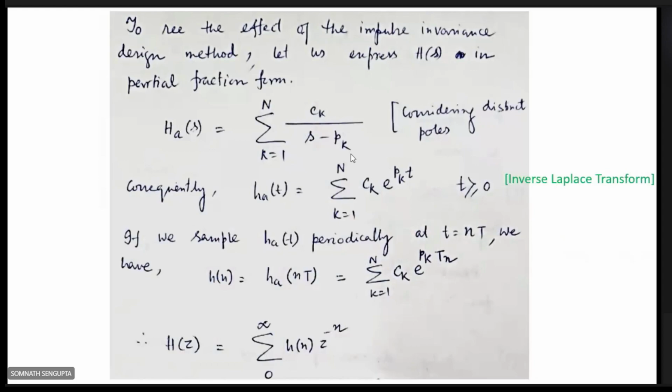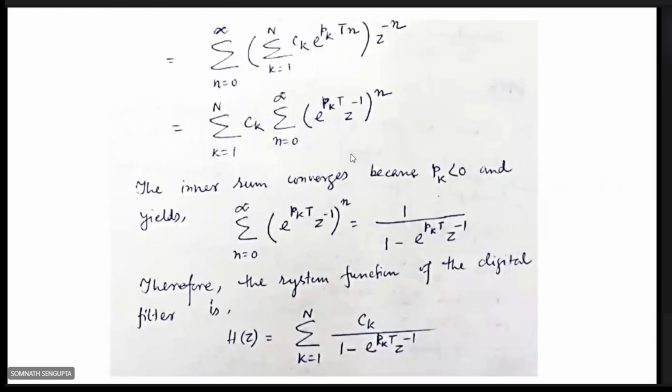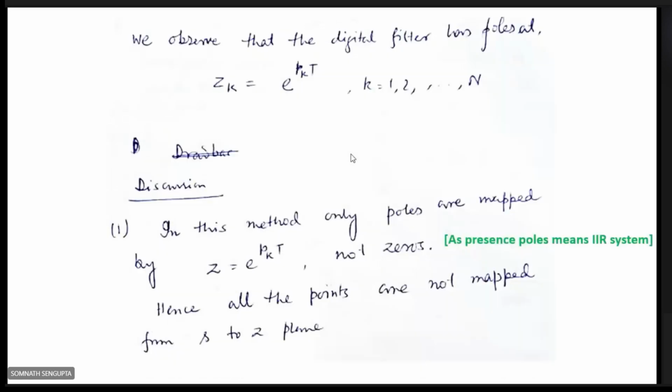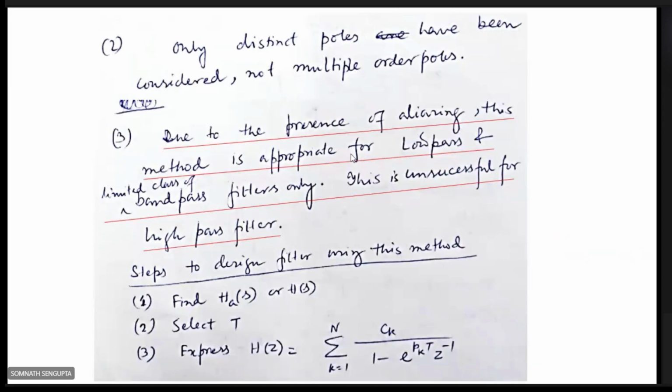since this impulse invariance method deals with only the poles, it is best understood by the use of poles. We cannot map the zeros from the s plane to the z plane using the impulse invariance method. It is also written that only distinct poles have been considered, not multiple order poles.